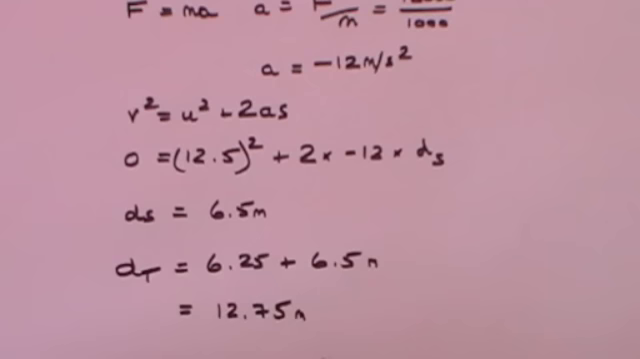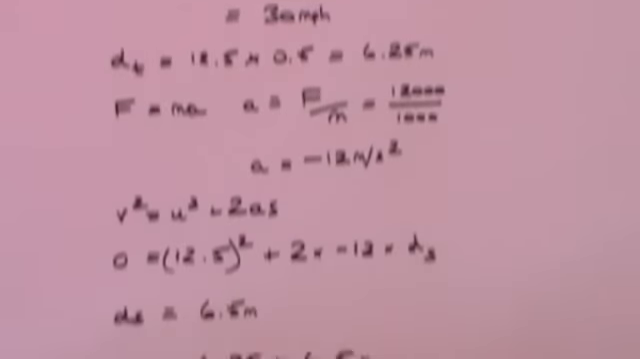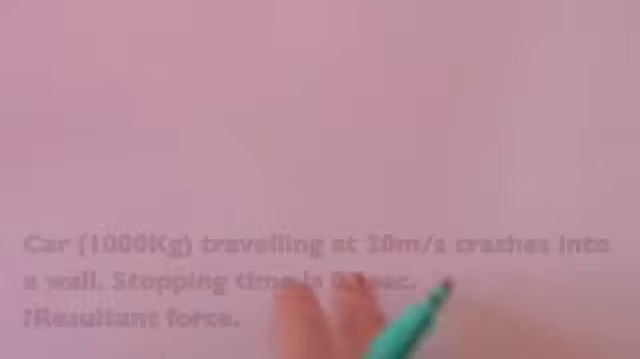And I'm happy to tell you that that means you will stop 2.25 meters before you get to the dog. So the dog happily will be safe.